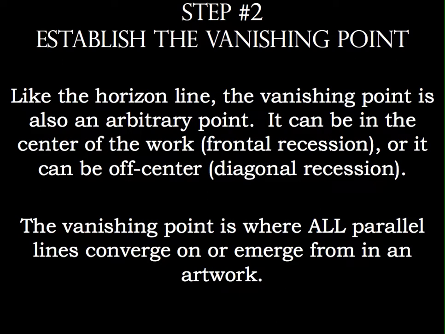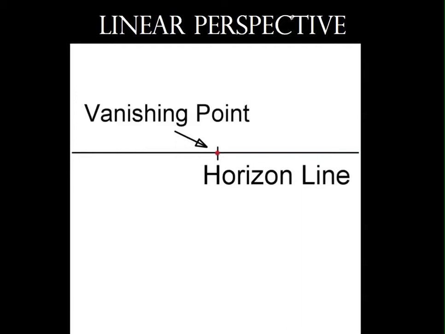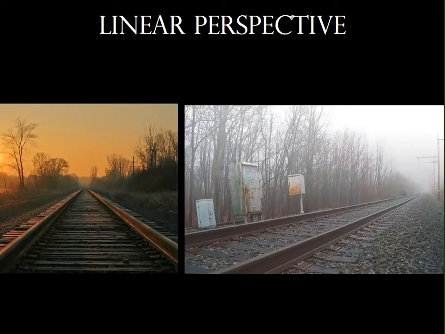So again, back to our diagram, we have the horizon line established. The vanishing point lives on the horizon line. As you see here, it's in the center. This would be frontal recession. If it was off to the left or right, whether a little bit or a lot, it would be considered diagonal recession. And the difference that it makes in an image is like this. Frontal recession at the left, diagonal recession at the right. Even though these are train tracks, it gives us an incredibly different viewpoint of the world.